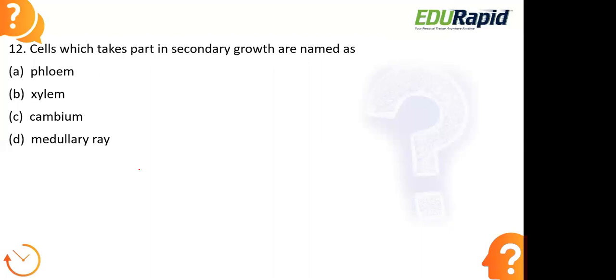Okay, let us look at the right answer. The right answer is option C, cambium. Cambium is the one which takes part in secondary growth in plants. So what is secondary growth?